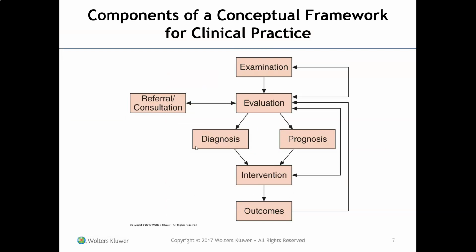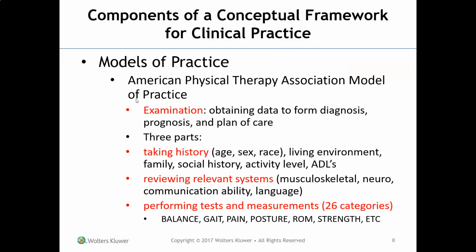Just another image here. Now, again, we have to look at these many times so you get it. So the first practice, American Physical Therapy Association Model of Practice. So examination is obtaining data to form a diagnosis, prognosis, and plan of care. So there's 3 parts in the exam. You take history, age, sex, living environment, family, social history, activity level, ADLs. Then you review relevant systems, MSK, neuro, communication ability, language, and then you perform tests and measurements.